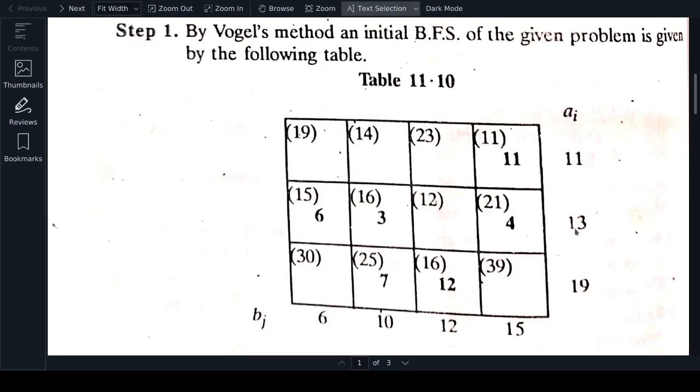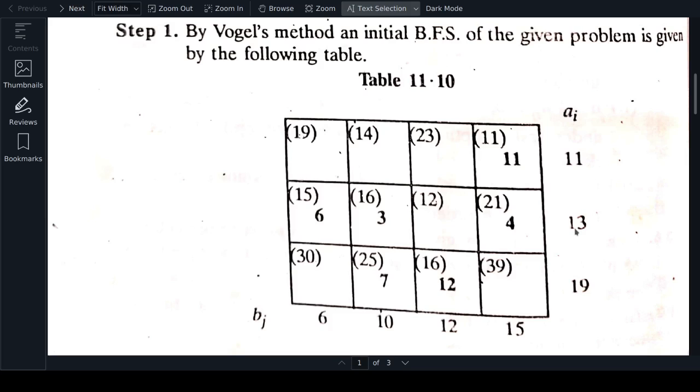And the second point is that these allocations are in independent positions. I have given two table diagrams showing what is independent position and what is non-independent. Independent means we cannot make a loop from these allocations, and non-independent position means we can make a loop from the allocations. When we make a loop, we draw a line either horizontal or vertical, not crossways. Okay, so this is the definition of a non-degenerate basic feasible solution, right?